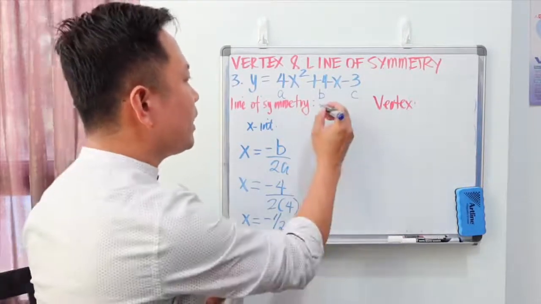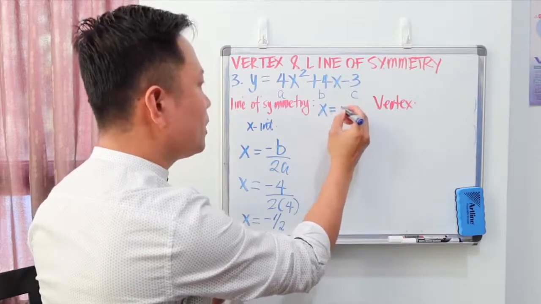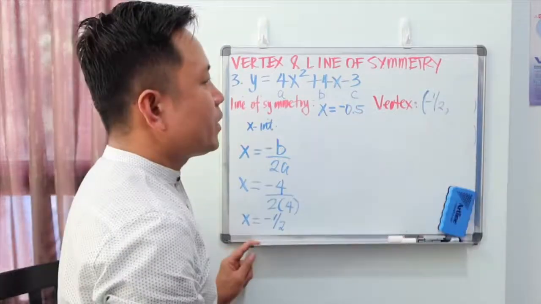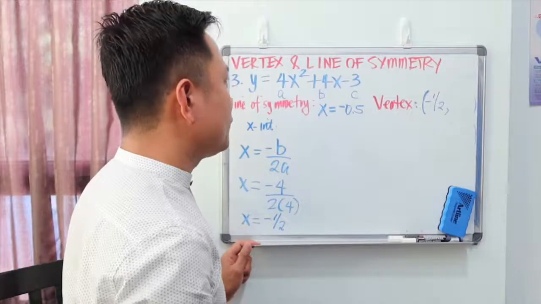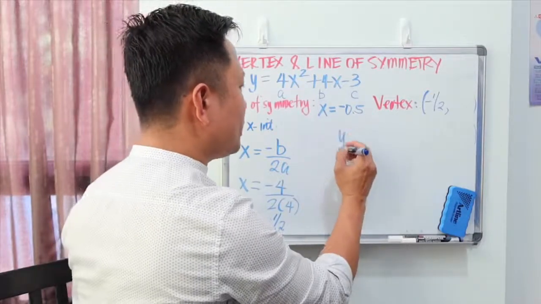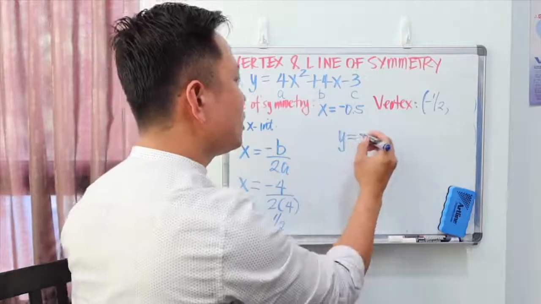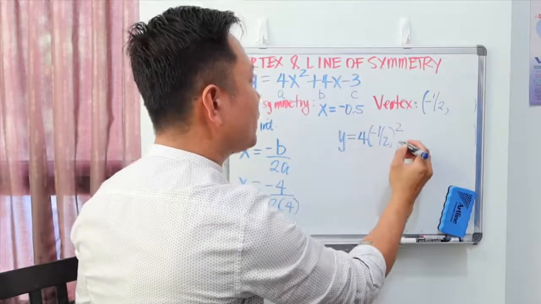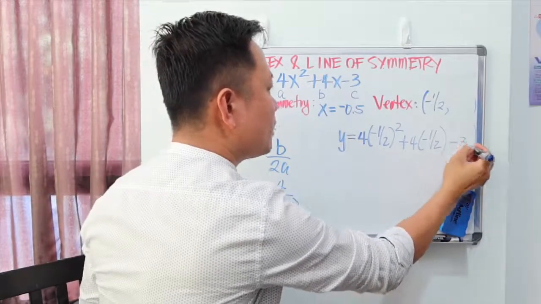So that means the line of symmetry will be a vertical line at x is equal to negative 0.5 or negative 1/2. So the x-coordinate of our vertex is negative 1/2. And now to get the y-coordinate, we need to plug in negative 1/2 into our quadratic function. So y equals 4 times negative 1/2 squared, plus 4 times negative 1/2, and then we have minus 3.